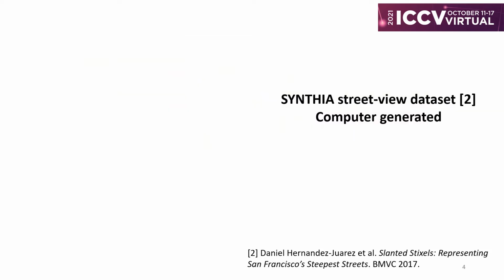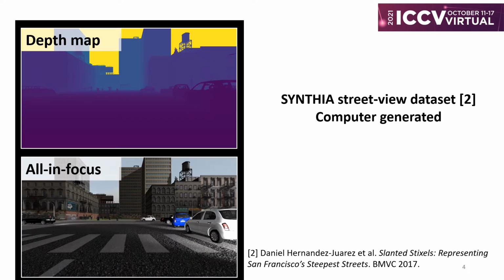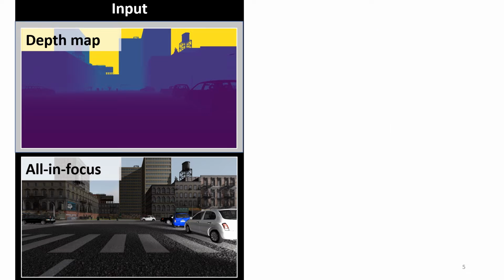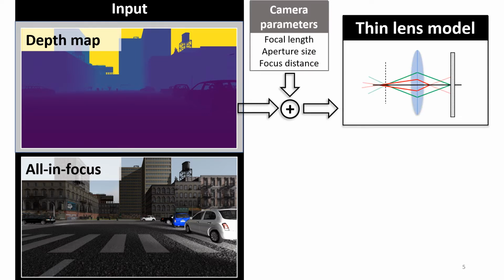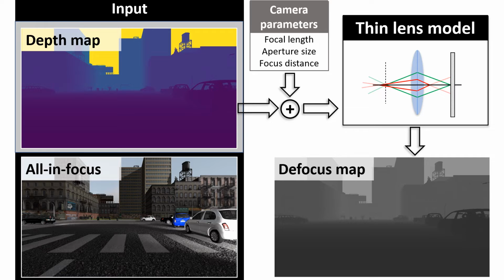To start the effort towards synthesizing DP data, we utilize the computer-generated SYNTHIA Street View dataset. As shown here, this dataset provides all-in-focus video frames with their corresponding depth maps. For this data, and by utilizing a thin lens model with certain camera parameters like focal length, aperture size, and focus distance, we can obtain a defocus map from the given depth map.